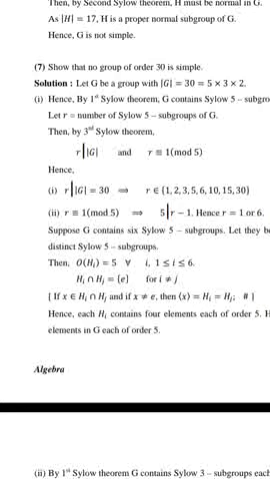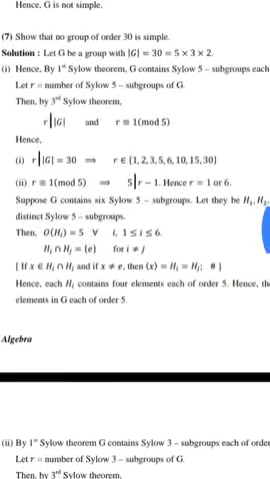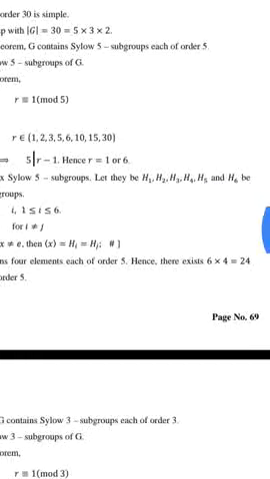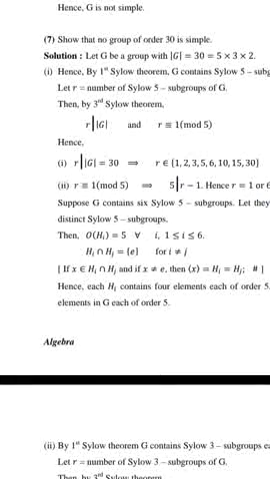R belongs to 1, 2, 3, 5, 6, 10, 15, 30. R is congruent to 1 modulo 5, so 5 divides R minus 1. Hence, R is equal to 1 or 6. Suppose G contains 6 Sylow 5 subgroups. Let H1, H2, H3, H4, H5 and H6 be distinct Sylow 5 subgroups.